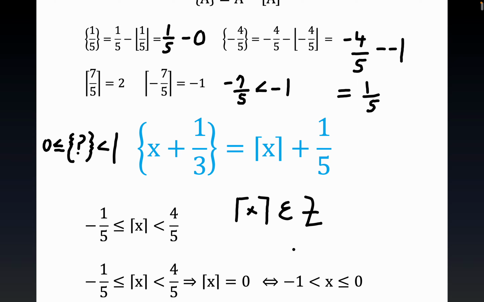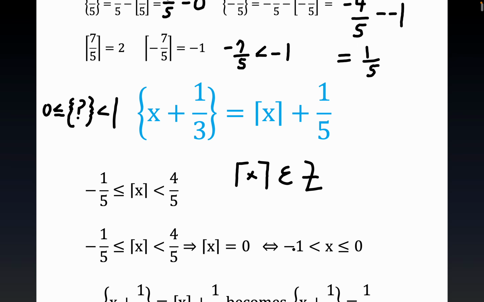What's good about that is that since the ceiling function is always going to be an integer, and the ceiling function is trapped between minus 1/5 and 4/5, the only integer between these two numbers is 0, and that's an incredibly simplifying condition right there.